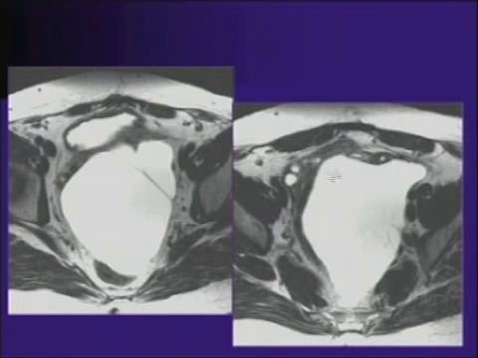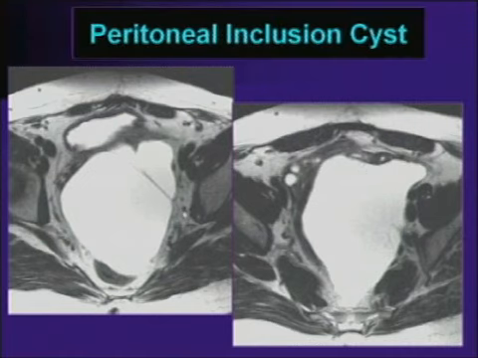On MR, we can see that, again, it's centrally located. It's pushing the ovary peripherally, and it doesn't really seem to be arising from the ovary, but pushing the ovary off to the side. And this is more typical of a peritoneal inclusion cyst. And these are typically patients who've had surgery, and they can have a variable appearance. The ovary may get entrapped.